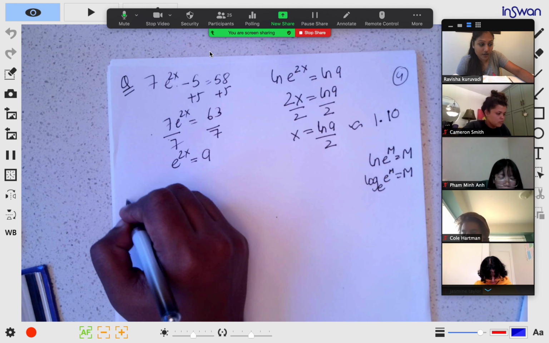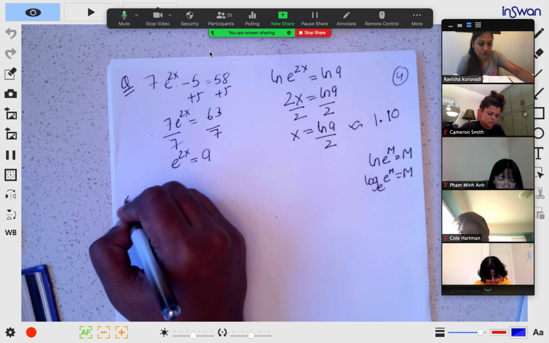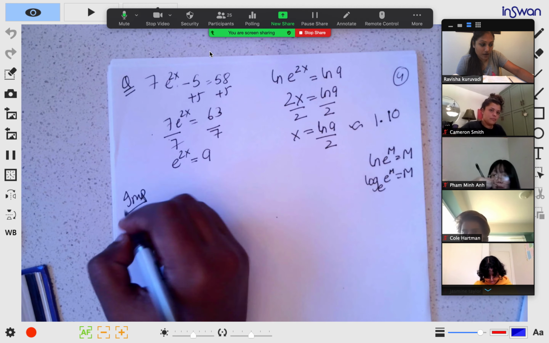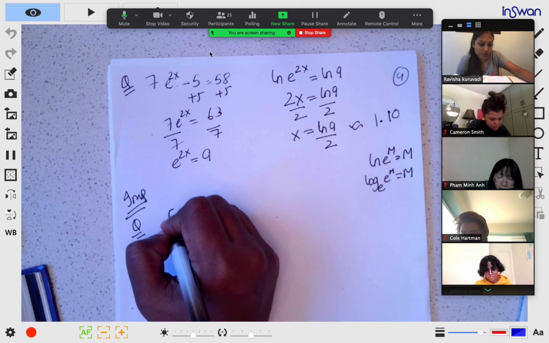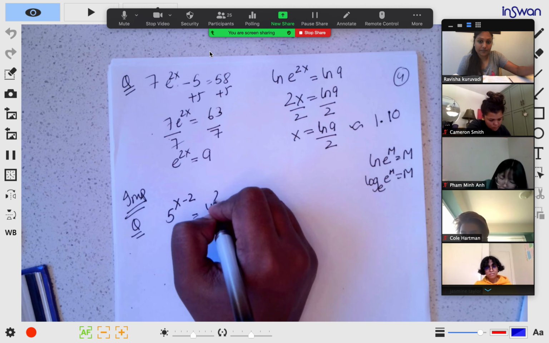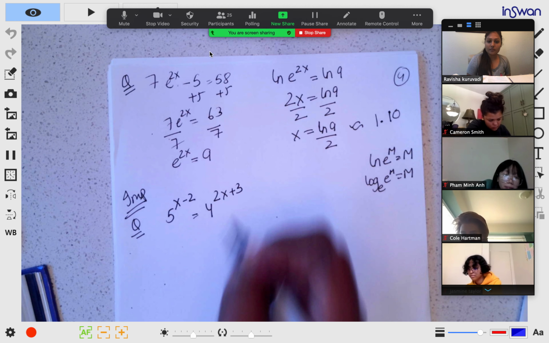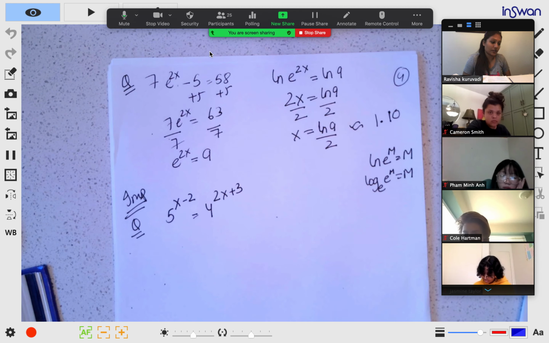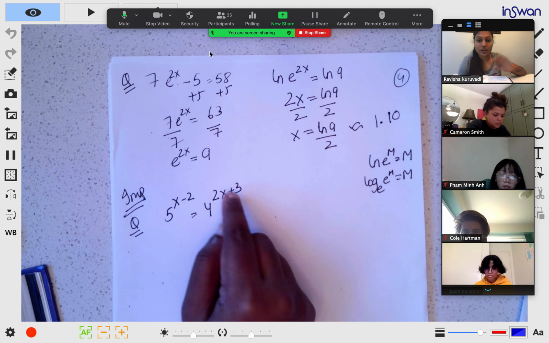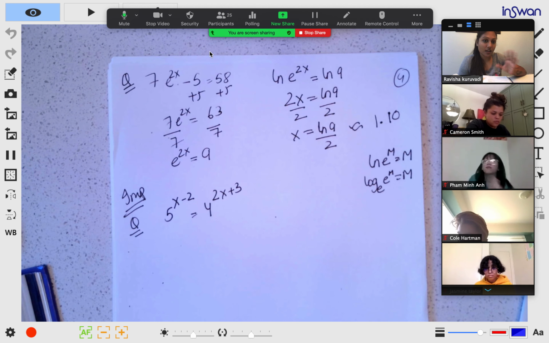So if you want to mark this as important, you are given 5 to the power of x minus 2 is equal to 4 to the power of 2x plus 3. Note in this case it's already isolated. Exponentials are on both sides, and they are by themselves.